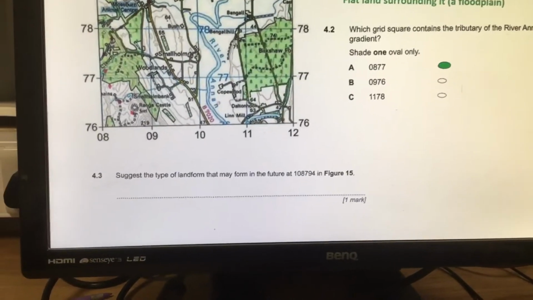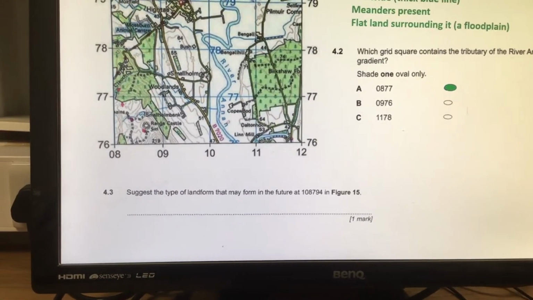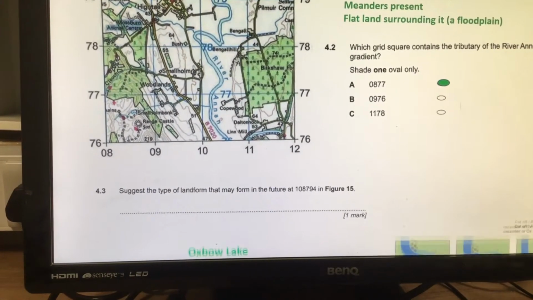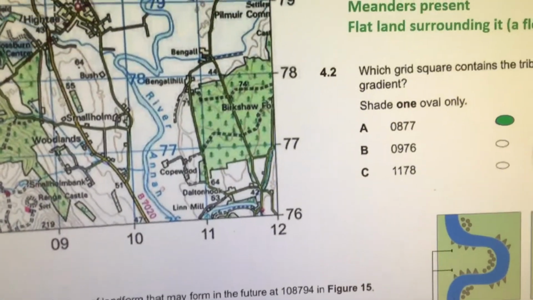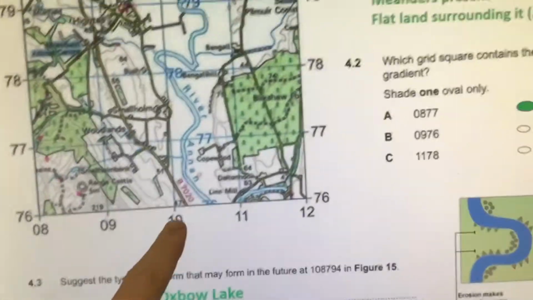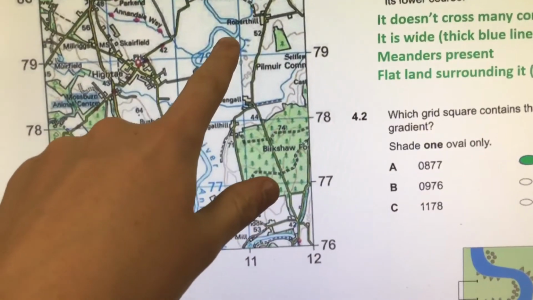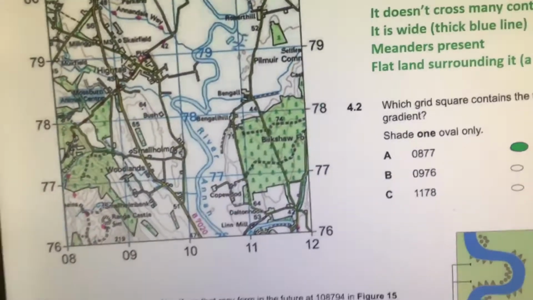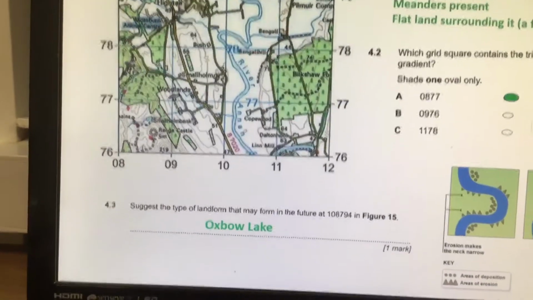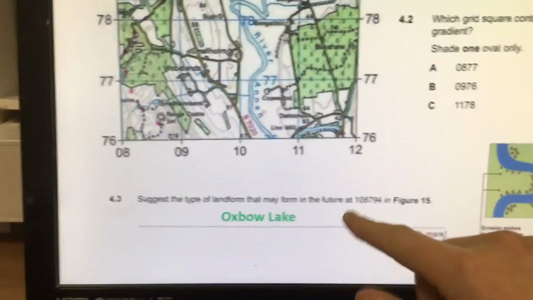And 4.3 says, suggest the type of landform that may form in the future at 108794. And that's actually an Oxbow Lake, and I'll show you why. So 108794 is about here. So we're looking about here. So at the moment it's a meander, and hopefully we know that a meander could eventually turn into an Oxbow Lake, because we're looking at what might form in the future.